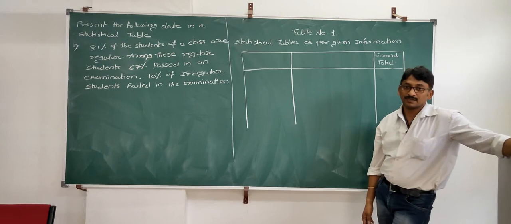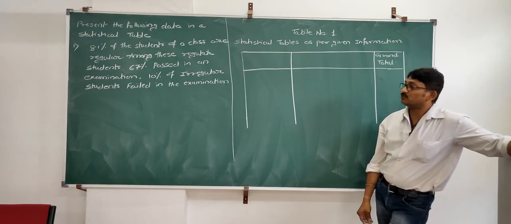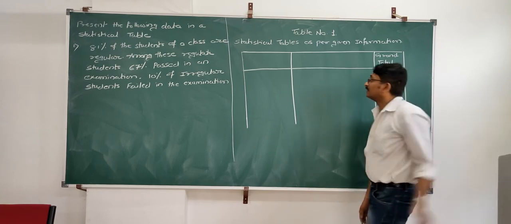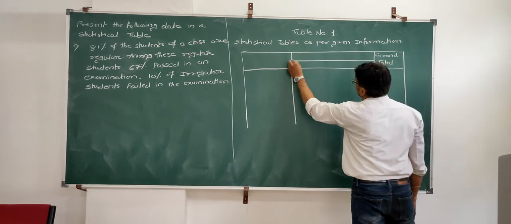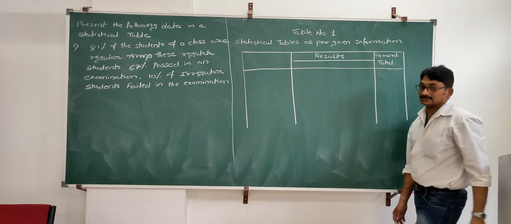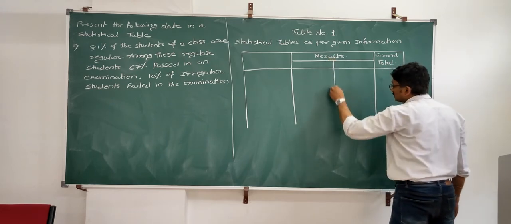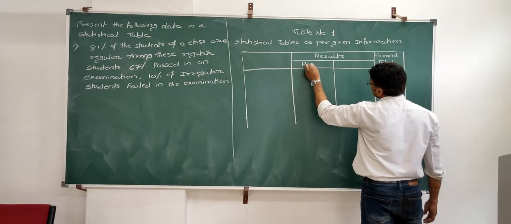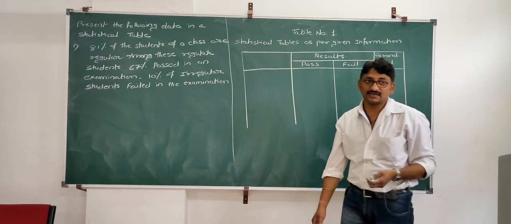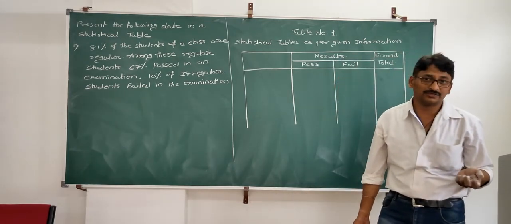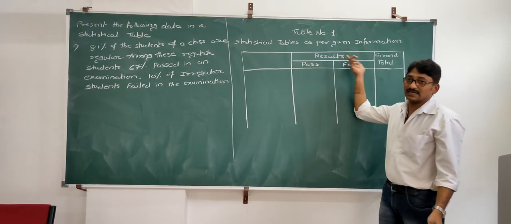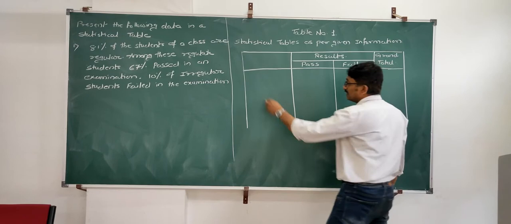This is important. Now this information is related to the result of the students, right? Result of an examination who have attended. So I will write here as results. In results, I will make 2 parts because results may be pass or fail. Here they have not given how many are first class or second class. They have not given the information. So we can treat only 2 aspects here, that is pass and fail.